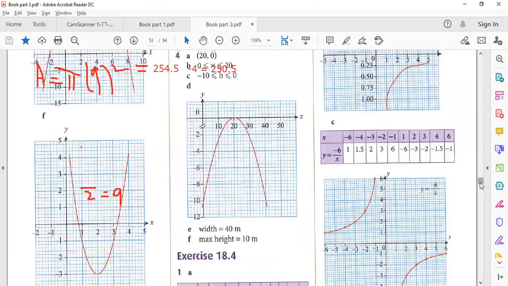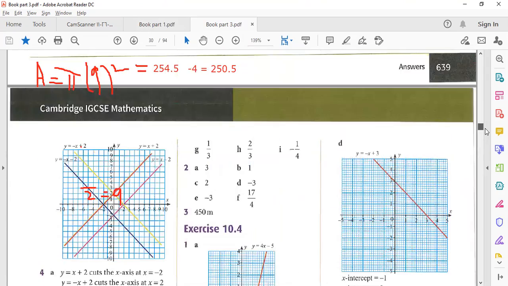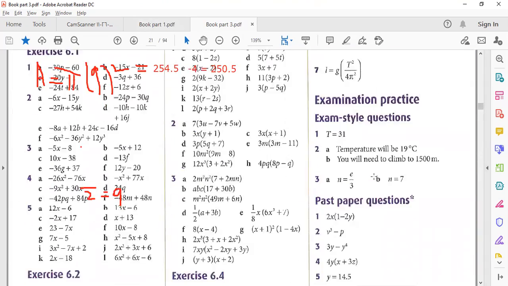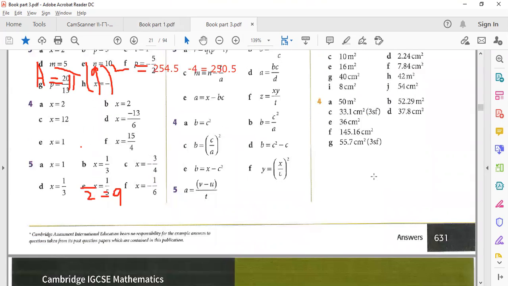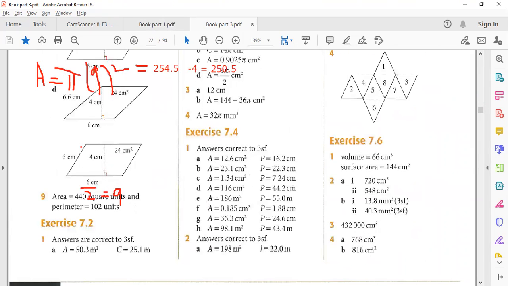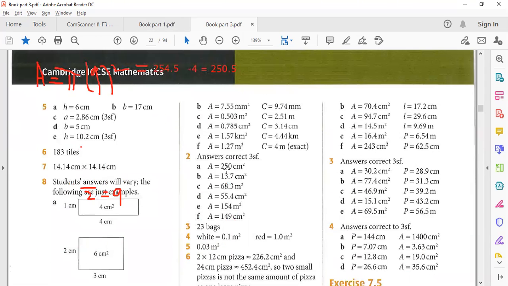These are the answers of chapter 18. Let me show you the answer of chapter 7. So here we have chapter number 7, exercise 7.2. You can see here the answer of question number 2, 250. That is the answer. With the help of this we can solve the other parts.